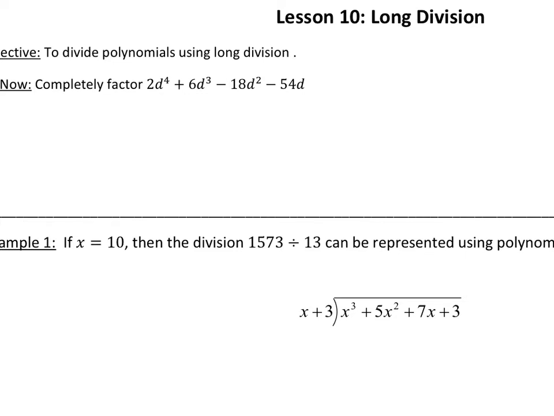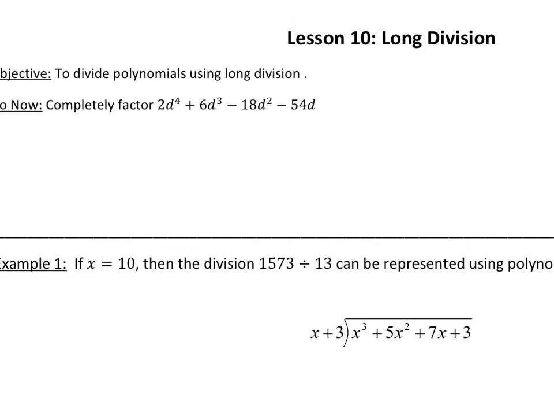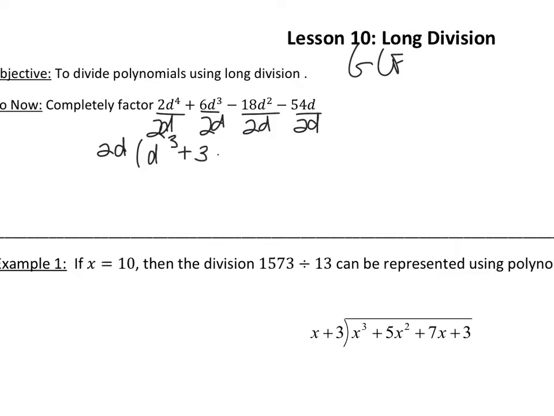Now I do notice though that there is a GCF in this, and you should definitely check for that first. You can take out a 2 and a D. So first I'm going to take out a 2D and be left with D to the third plus 3D squared minus 9D minus 18. And that was very silly because this is 27.